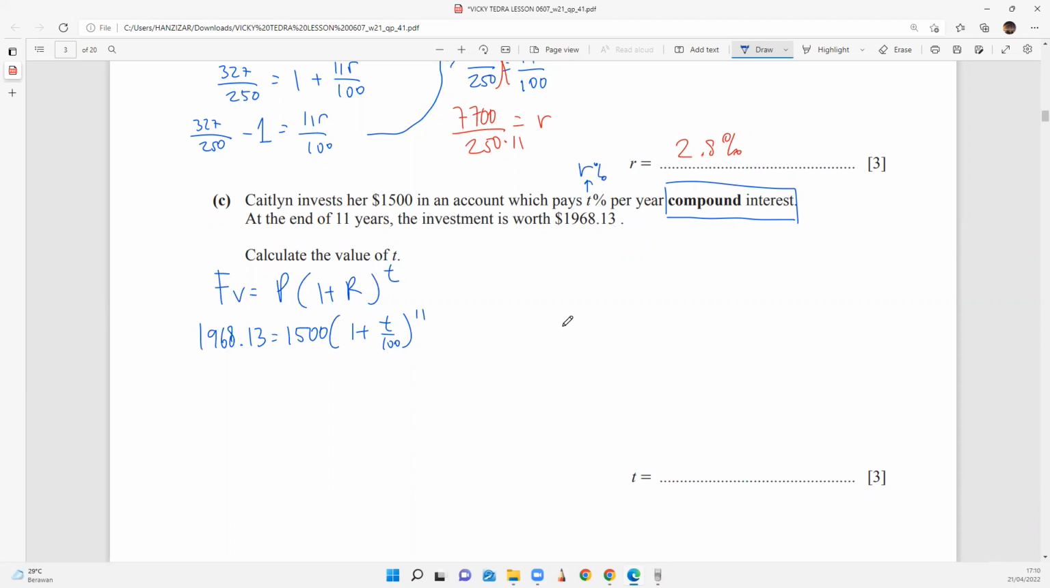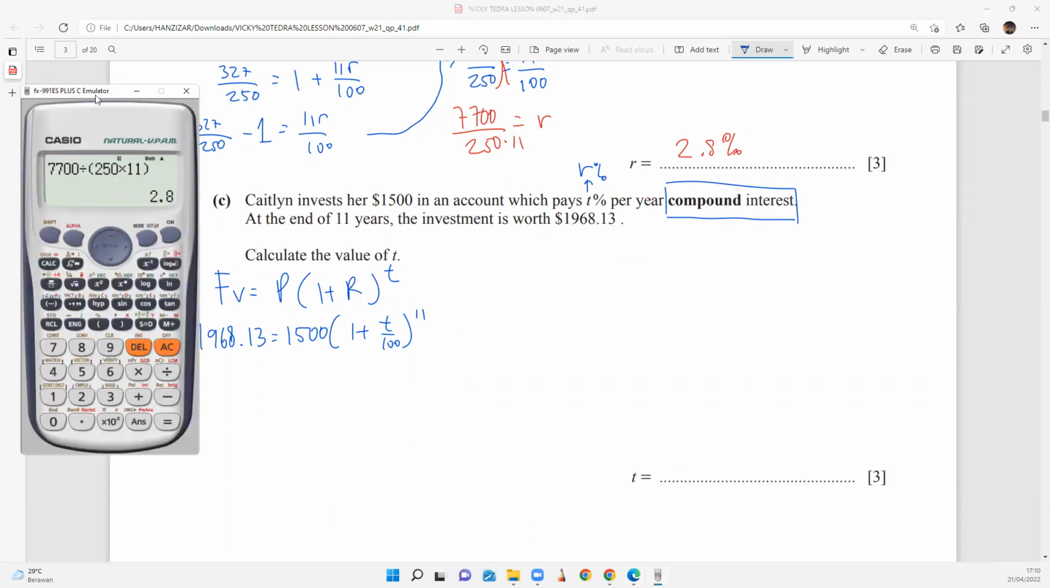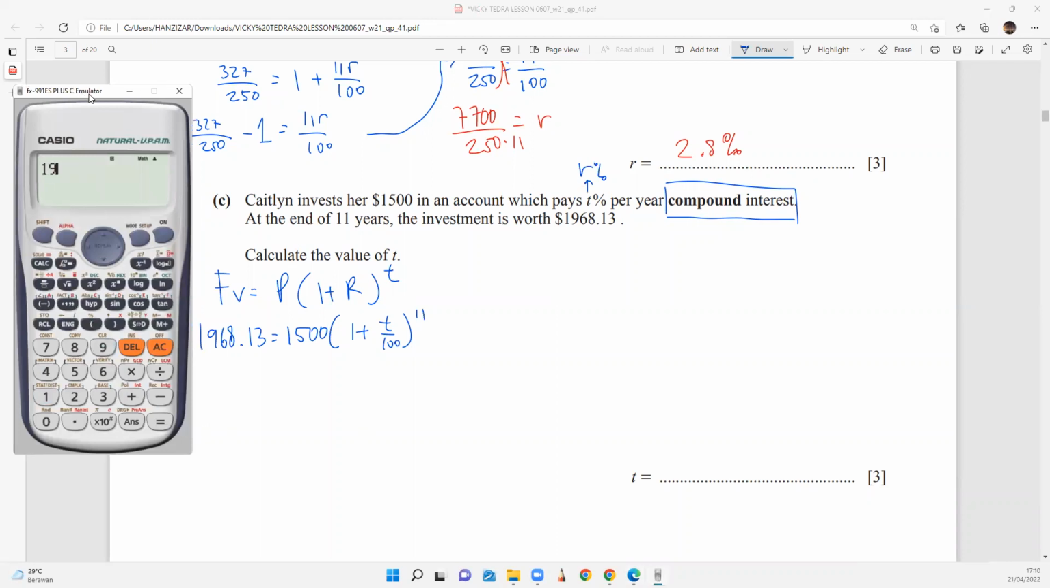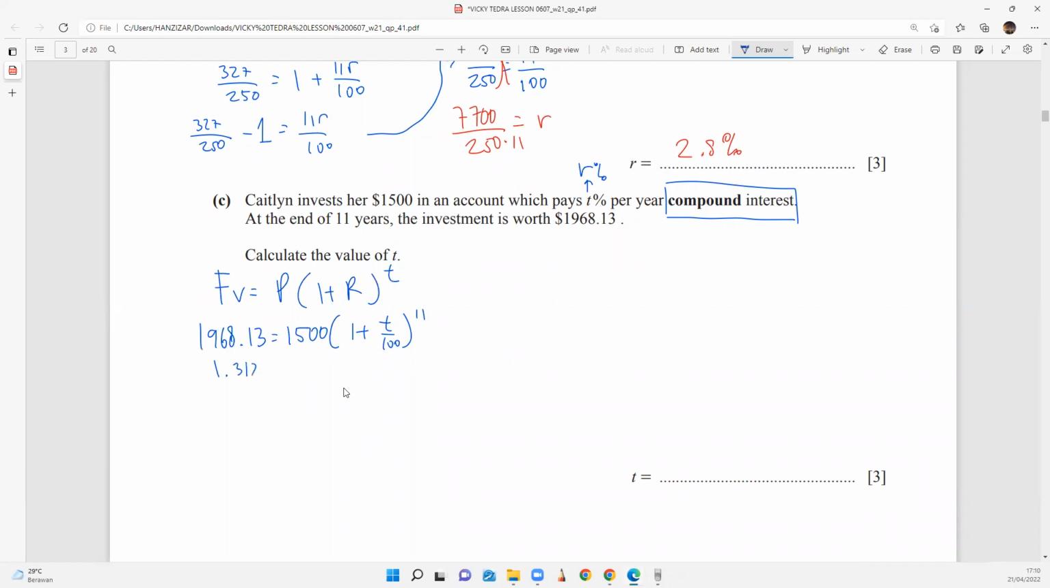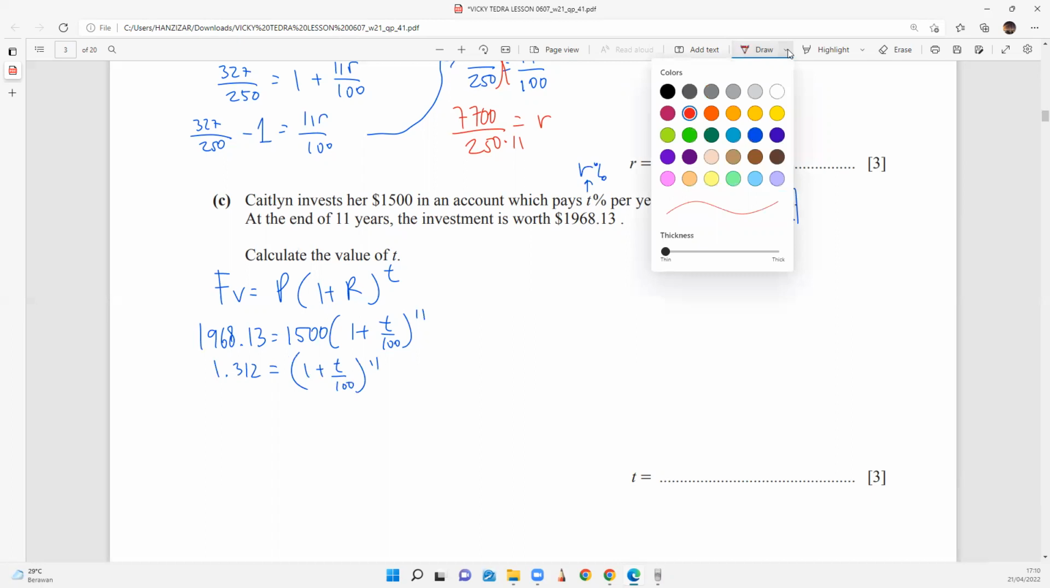So what you can do, just use the calculator, 1968.13 over 1,500, and you will get 1.312 and so on. So 1.312 equals (1 plus t over 100) to the power of 11. So you cannot directly move the 1 to the left. Why? Because we have the bracket inside, and we have the bracket and the power of 11.